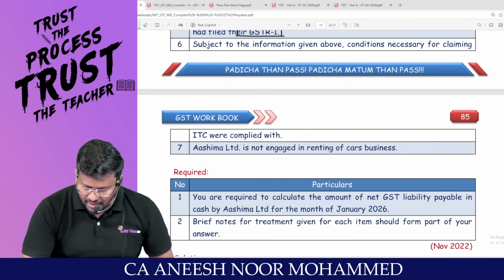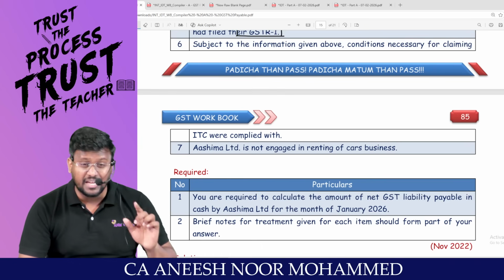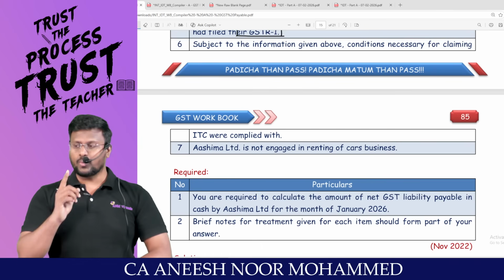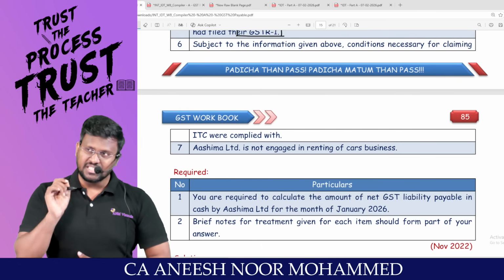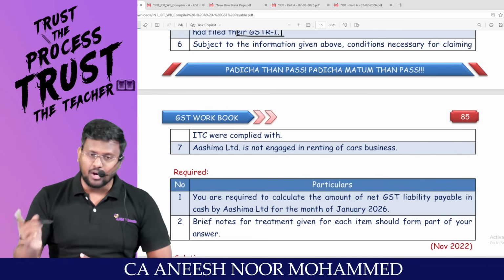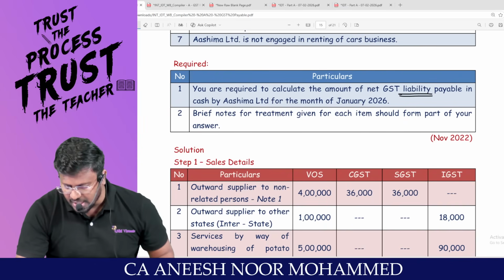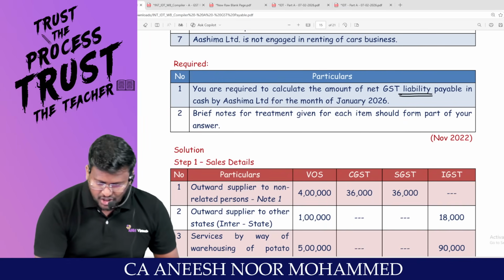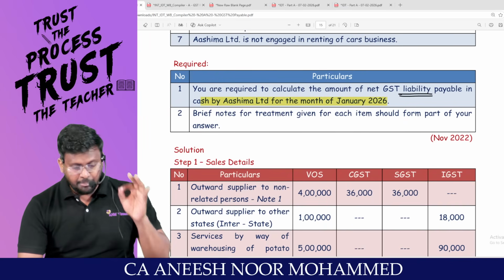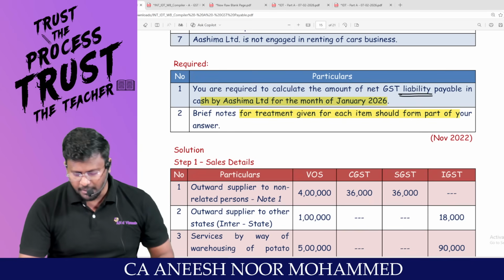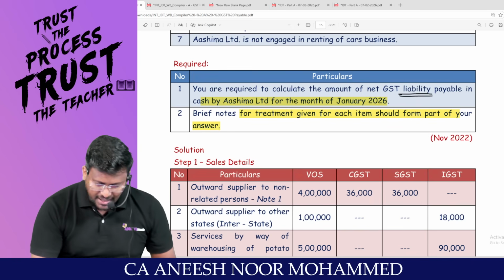Ashima Limited is not engaged in the renting of car business. That means they are not in a similar line of business. Since you are not in a similar line of business, whatever GST you have paid for taking the car on rental basis is blocked credit. You are required to calculate the amount of net GST liability payable in cash by Ashima Limited for the month of January. Brief notes for treatment given for each item should form part of your answer. That is the discussion.